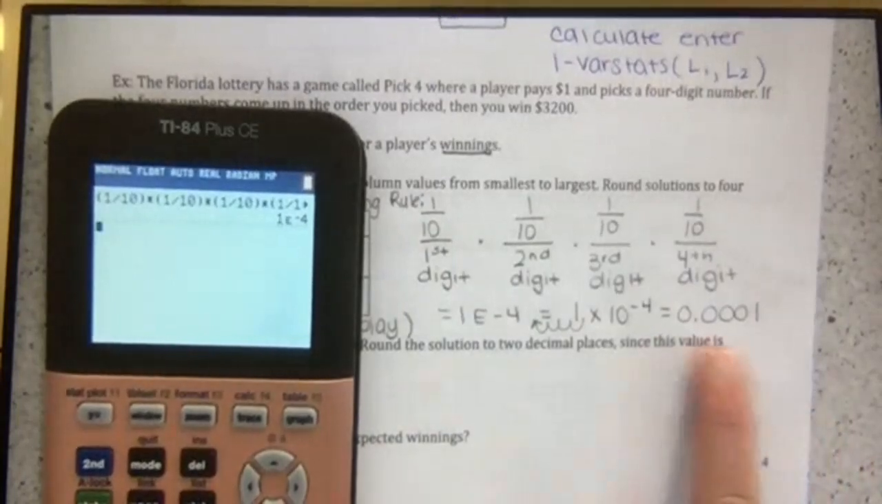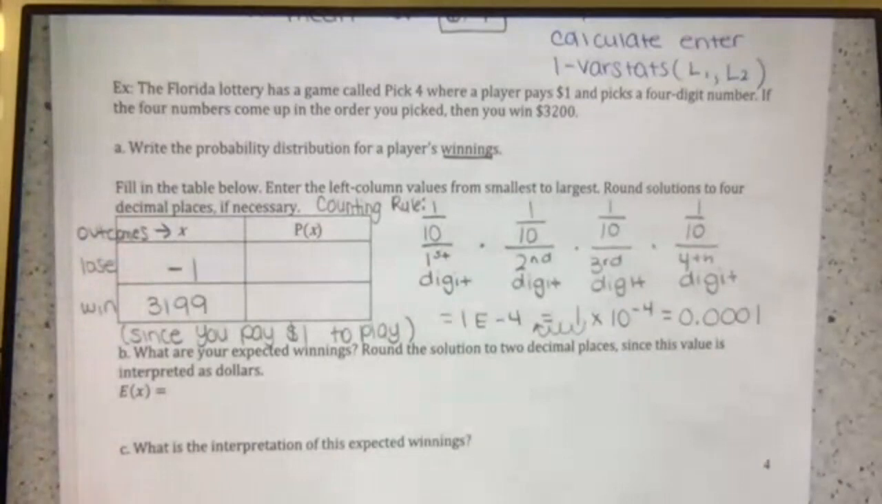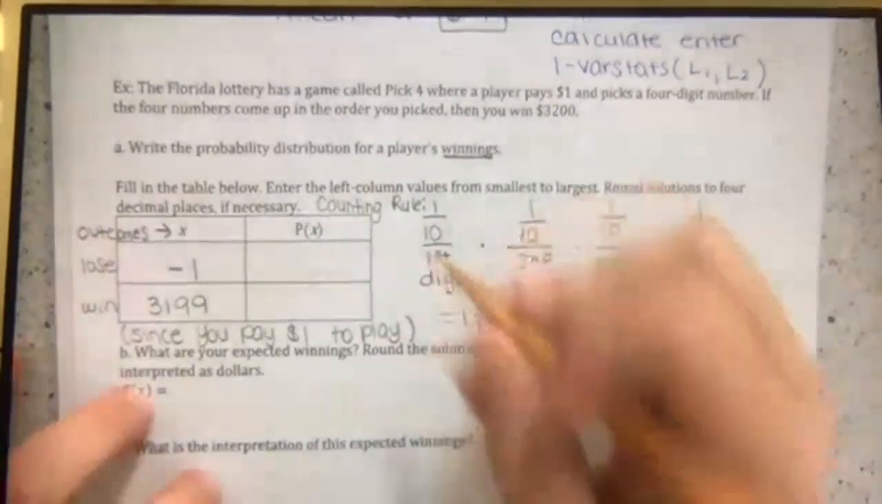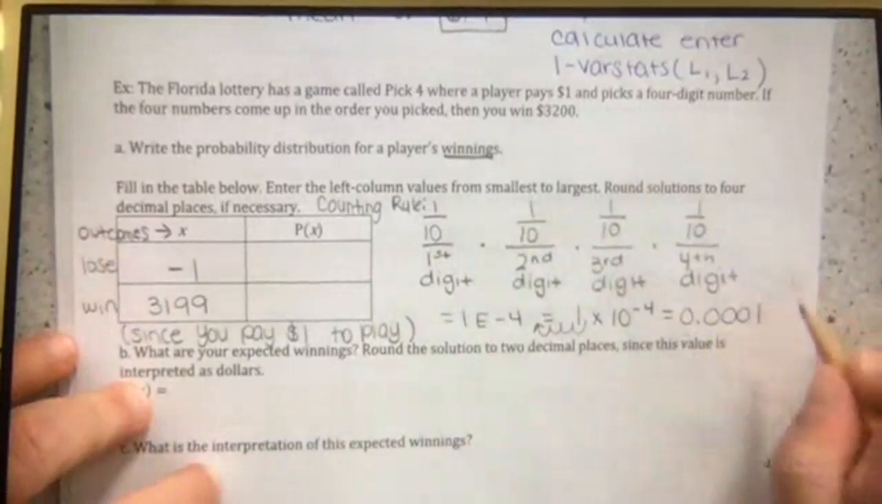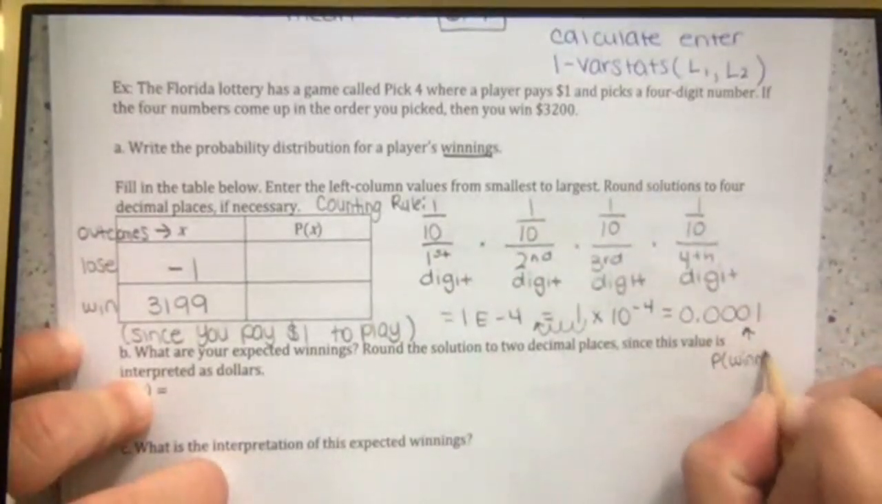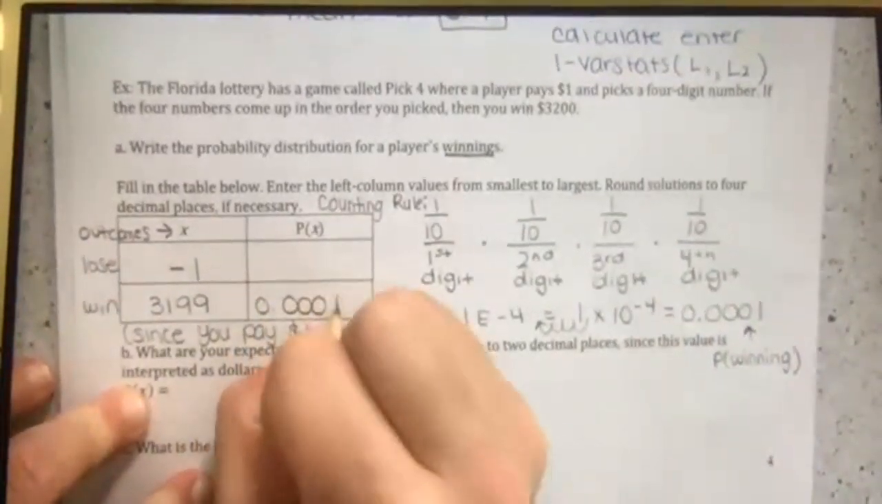So this 0.0001 is your probability of what? Winning or losing? Winning. Yeah, thanks, Sage. Winning, because there's one right option out of 10 total. So probability of winning is 0.0001.